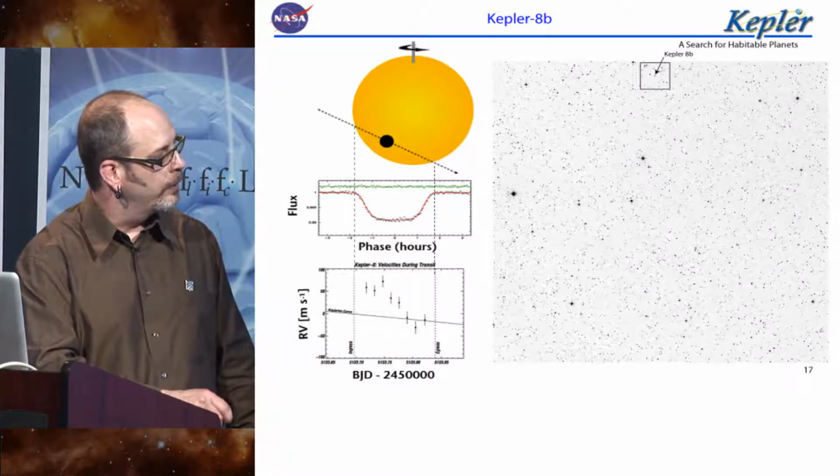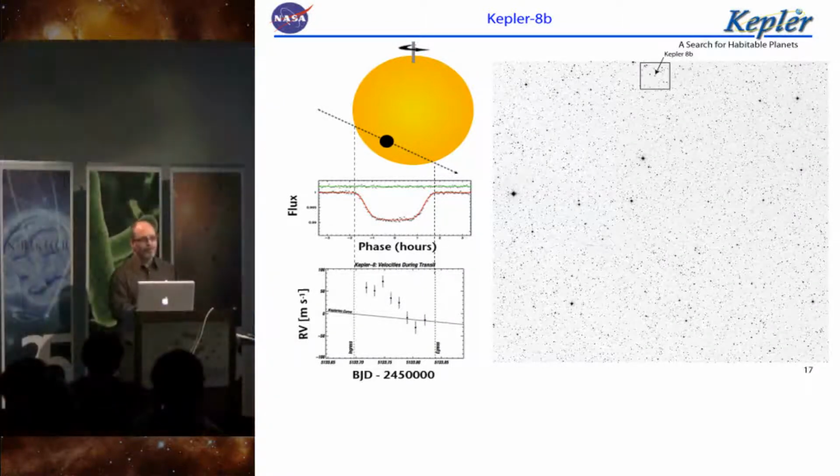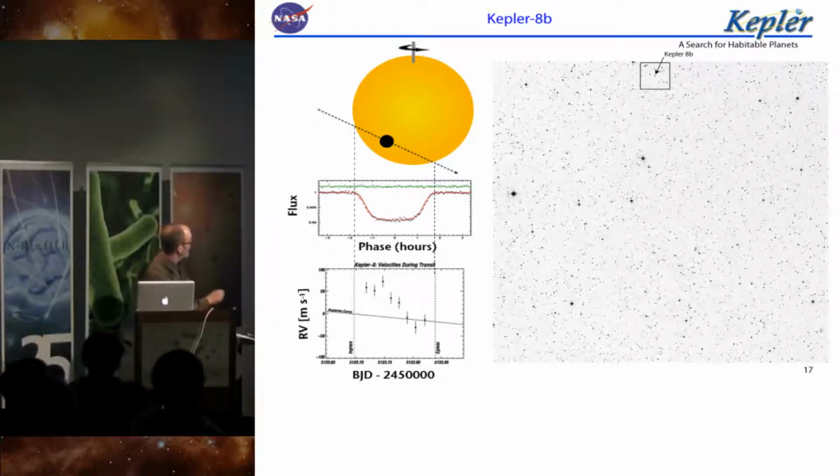You can see there's a lot more stuff on this side than there is on the other side. So we can tell that it's a prograde orbit because we're blocking mainly the blue shifted light.